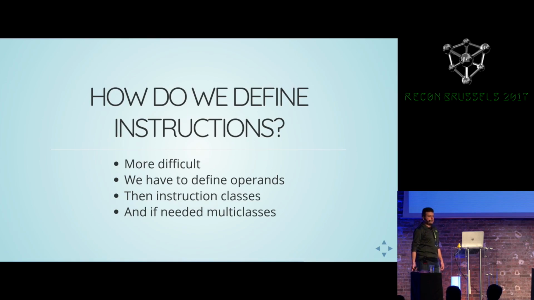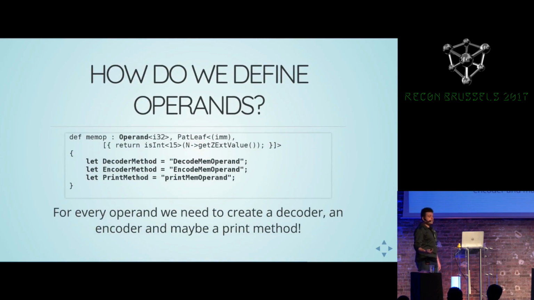Let's see how we will define instructions. We first have to define all operands, then instruction classes, multi-classes, and finally we will define the instructions. How do we define an operand? We always make a subclass and an instance of the operand class. And we have to define a decoder method, an encoder method, and the print method.